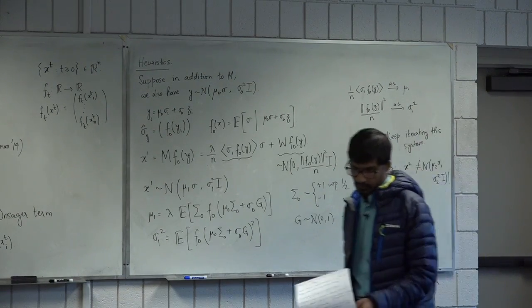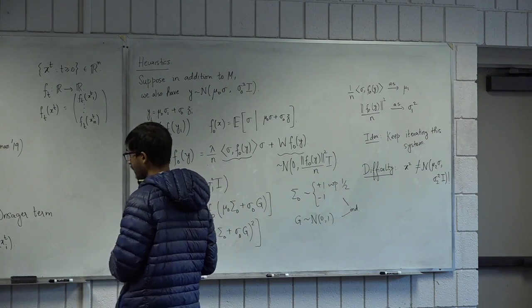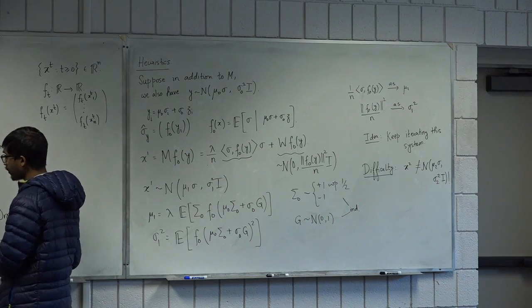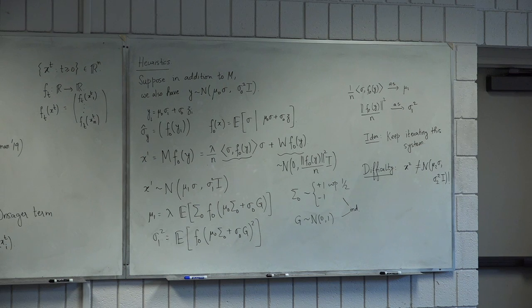Okay. So let me state what I mean when I say that if you look at AMP in an appropriate sense, this Gaussian distribution still remains true after arbitrarily many rounds. Where do I write it? Let me write it here.